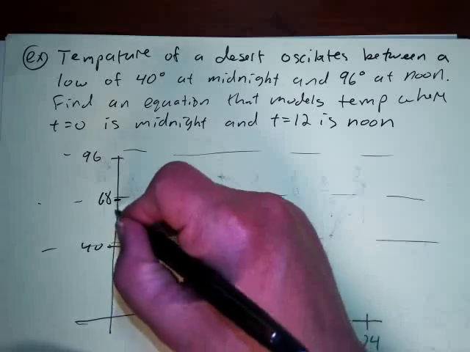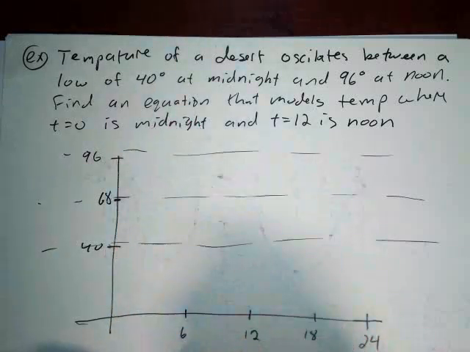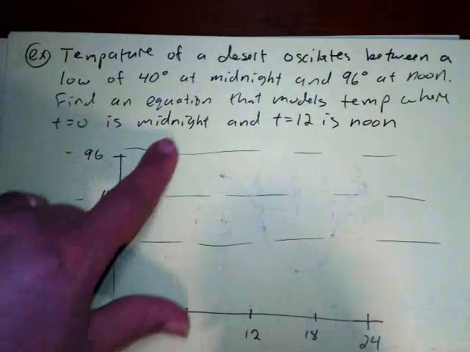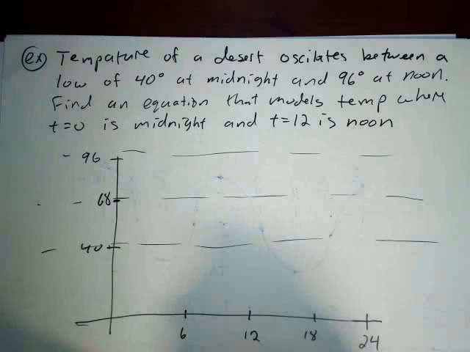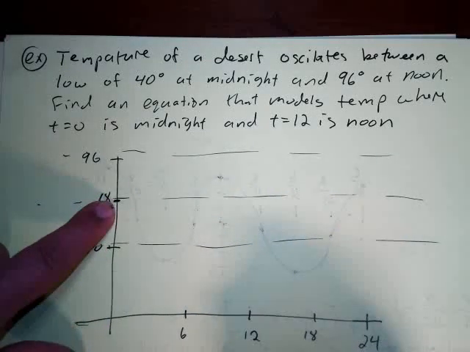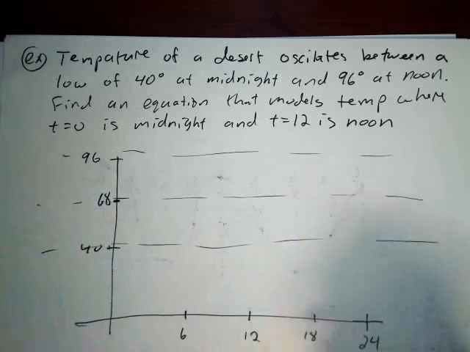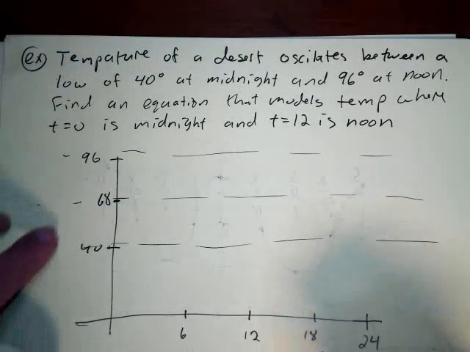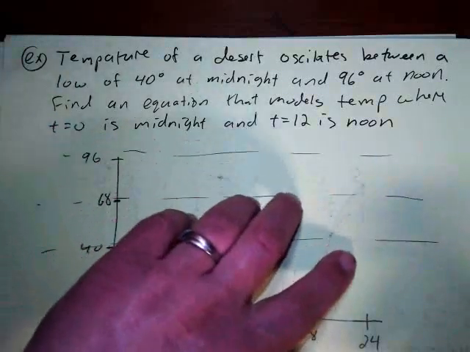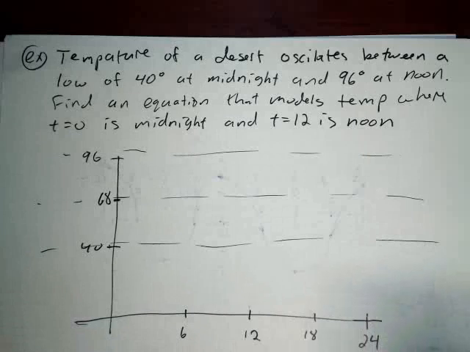Well, from 40 up to 68, that's 28, and that's 28. So the amplitude is going to be 28, but it's going to start at the minimum and go up. So it'll be a negative 28, and since I want it to start here and not in the center, that makes it cosine. Okay, and now I need to know what the period of this wave is, or what the B is going to be for the period.